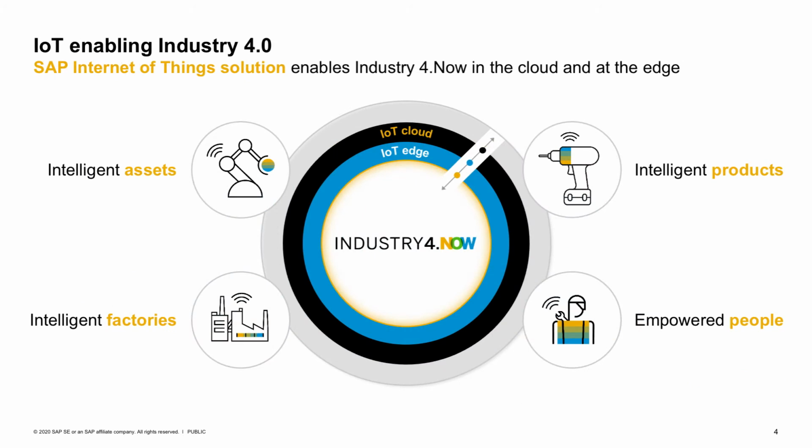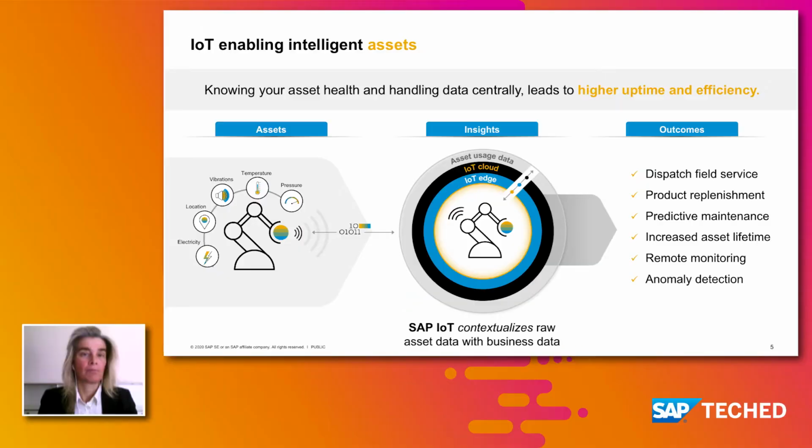When we are referring to Industry 4.0, we also like to say it is about Industry 4.now, meaning the time for digital transformation is now. Whether it is about cloud process data, or data processed at the edge. And there's several aspects to it. It is about intelligent assets that are fed by real world data. It can be intelligent factories, intelligent products, or the empowered people. And let me walk you through a couple of examples for each of these.